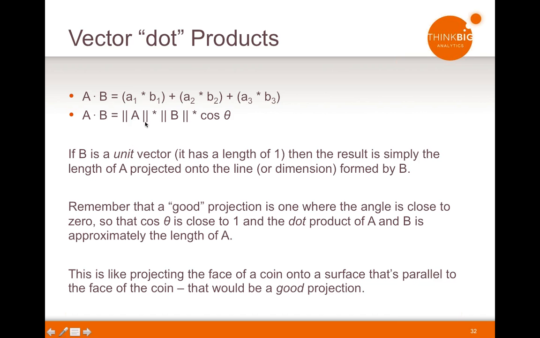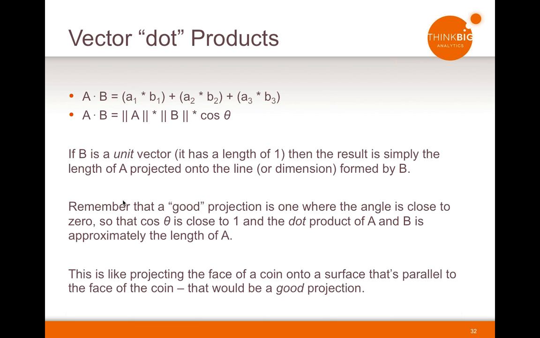The other way to look at this is that it's the length of A, or the magnitude of A, times the magnitude of B times the cosine of theta. I'm sorry to be getting so math-oriented here, but the reason I'm giving this as a background is if B is a unit vector, like those i, j, and k vectors, with a length of 1, then the result is simply the length of A projected onto that line. So think of the vector dot product as an operation for projecting one vector of who knows what length onto another vector. And if that other vector happens to be unit length, the projection is just going to be the length of the original vector on the line formed by that unit vector.